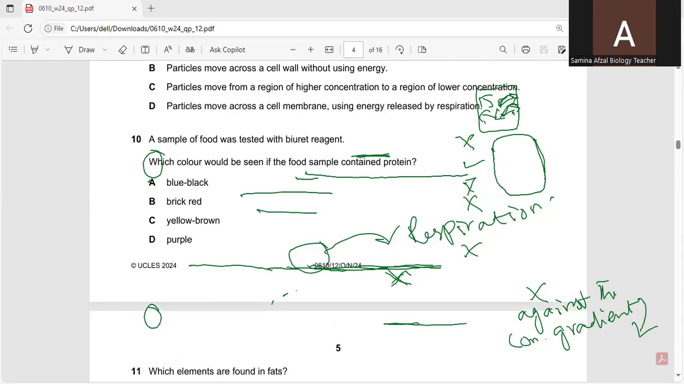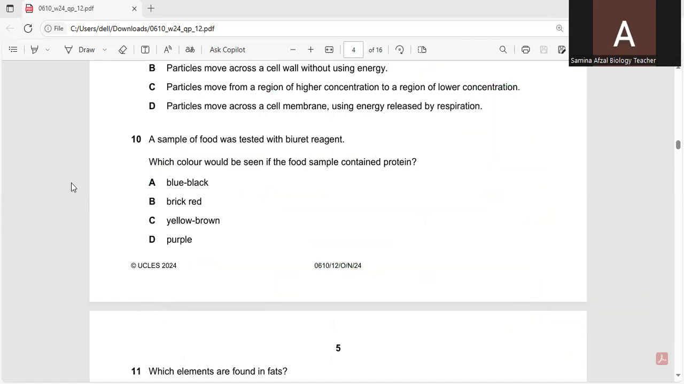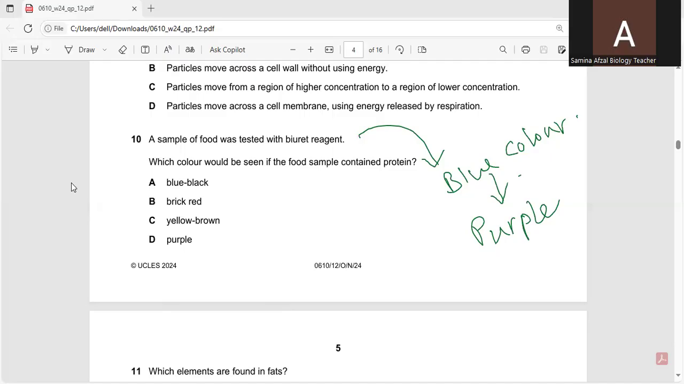Question number 10. A sample of food was tested with biuret reagent. Which color would be seen if the food sample contained protein? Biuret reagent is blue in color. If protein is present, it gives a positive result, and the blue color changes into purple. Option A is blue-black. Blue-black is produced in the iodine test, so this is the positive result for the iodine test. So this is not correct.